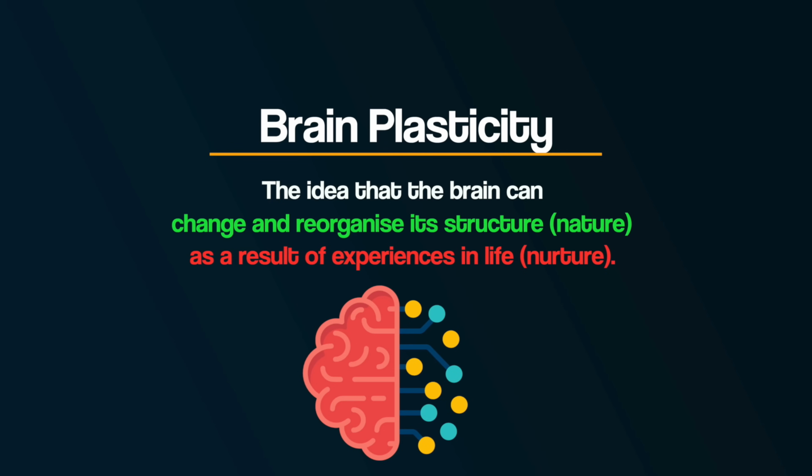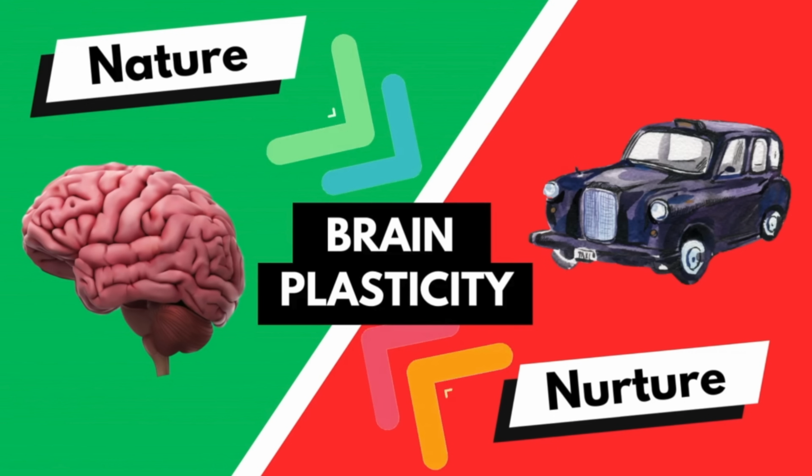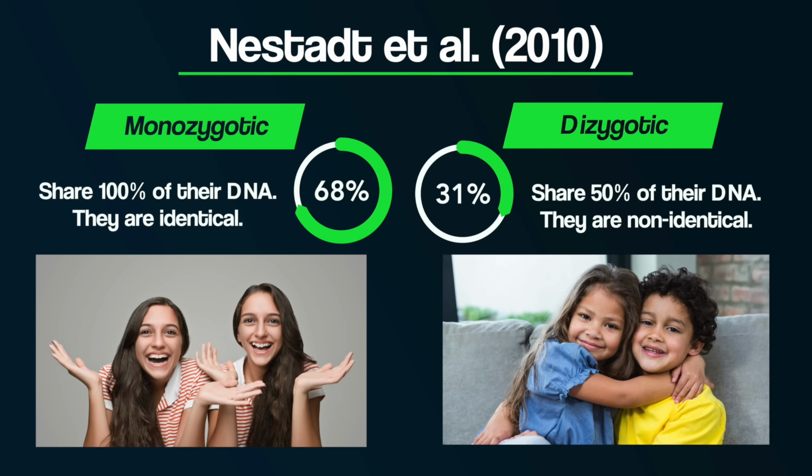Research into brain plasticity illustrates the interaction of both influences. Maguire et al. in 2000 found that London taxi drivers who learn the complex mental map of the city had a larger posterior hippocampus, suggesting that while the brain has innate structures for memory, nature, it is also shaped by experience, nurture. Similarly, in research on OCD, genetic studies identify specific genes like COMT and SERT that are linked to neurotransmitter regulation. Nestadt et al. in 2010 found a higher concordance rate for OCD in monozygotic twins compared to dizygotic twins, suggesting a genetic influence and showing the role of nature.